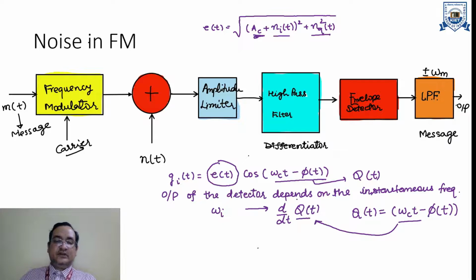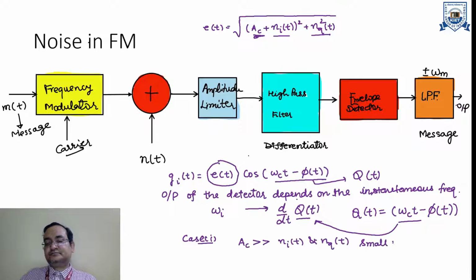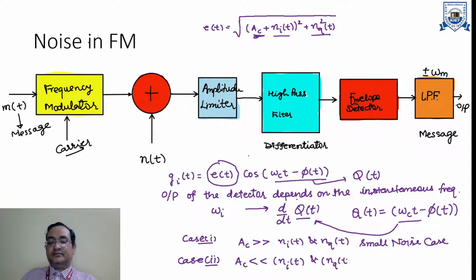So there will be two cases in this scenario. In case number one, when Ac is much greater in comparison to n_i(t) and n_q(t), let us suppose Ac is much greater than n_i(t) and n_q(t), this is called the small noise case. Similarly, case number two will be when Ac is much less than n_i(t) and n_q(t). So this will be the large noise case.